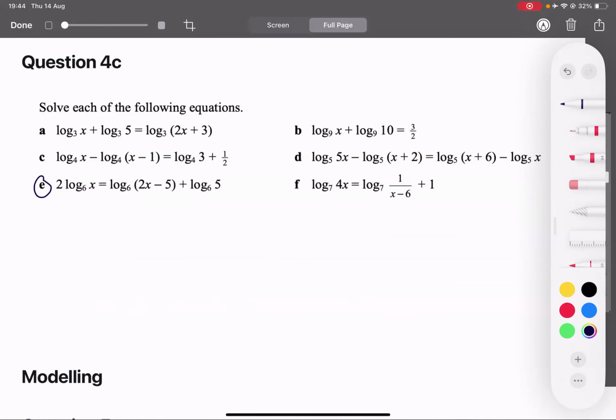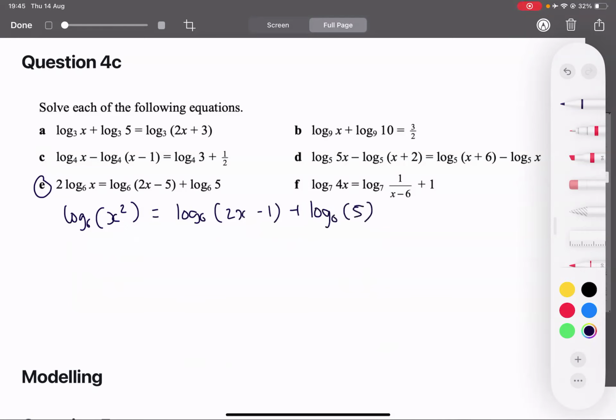What's the first thing that looks weird that we want to fix or tidy up? Like the left side. Yeah, what about it? The two in the front. Good. So log 6 x squared. Okay, done. That's one thing out of the way. Well done. What's the next thing we can fix or tidy up?